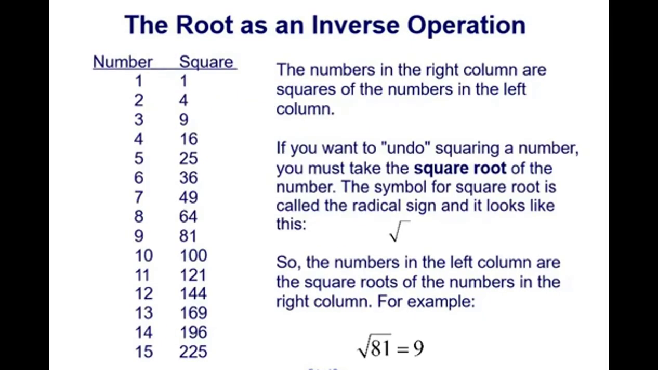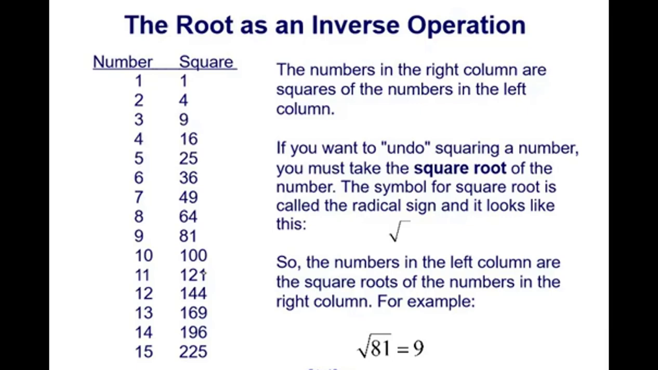So here we have the numbers in the right column of this table are squares of the numbers in the left column. So 1 squared is 1, 2 squared is equal to 4, 3 squared is equal to 9, 4 squared is equal to 16, and so on and so forth.